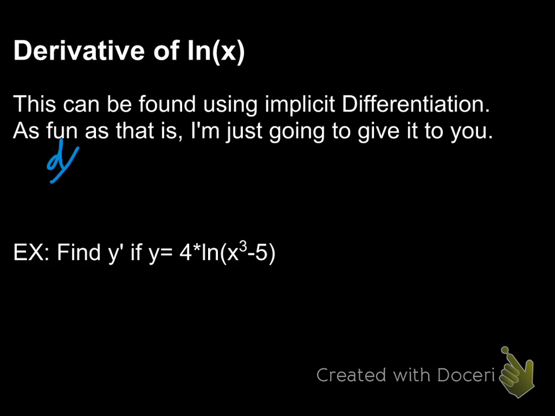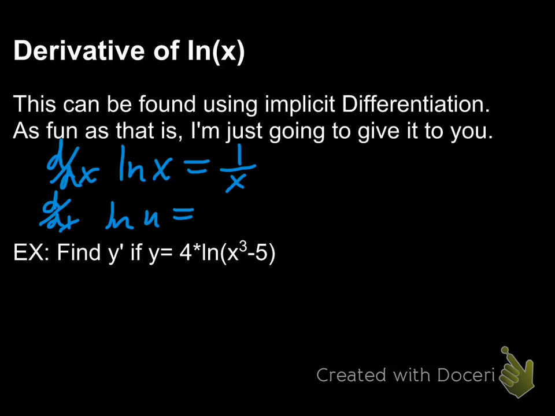d dx of natural log of x is pretty simple. It's 1 over x. That is pretty simple. Not as simple as e to the x, but pretty simple still. Noting also that if I have d dx of natural log of u, where u is some function, it's going to be 1 over u times du dx. Chain rule, right? Chain rule style.